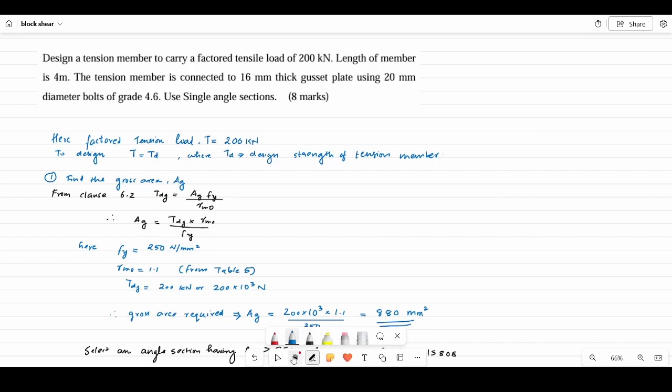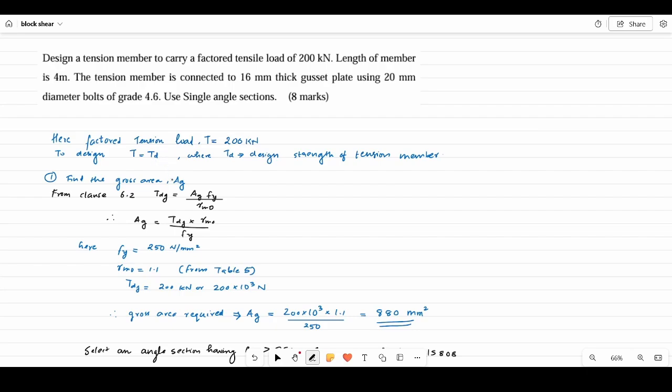and to resist this factored load we have to select a member, and we have to check for the failures in a tension member, which are gross section yielding, net section rupture, and block shear. So here in section 6 of our IS 800, which is in page 32, in 6.1 itself, the member shall be satisfying the requirement that T, which is the load which is given, has to be equal to our design strength of the tension member.